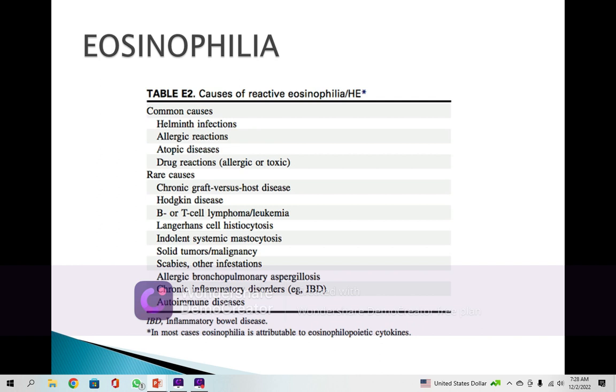It may be mild, but very severe eosinophilia can be seen in polyarteritis nodosa, a very important disease in which the eosinophil counts are increased.